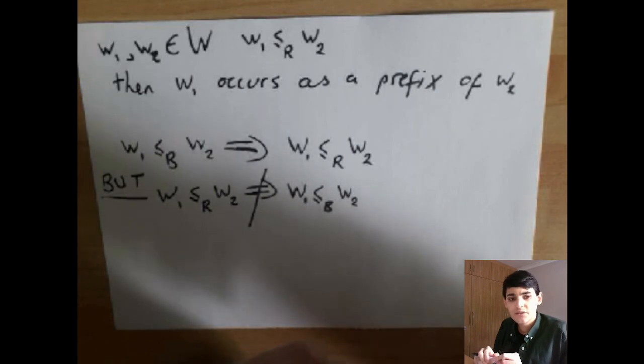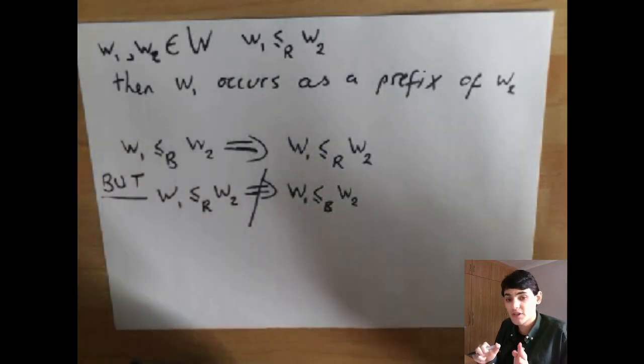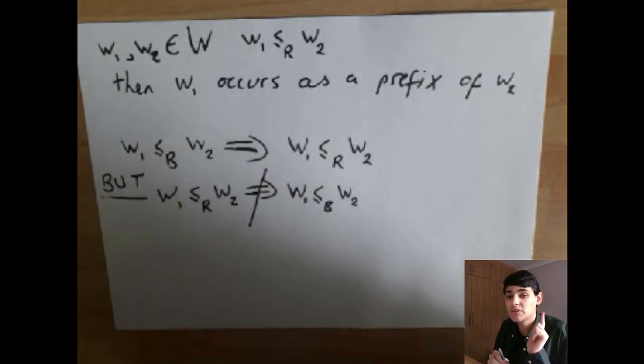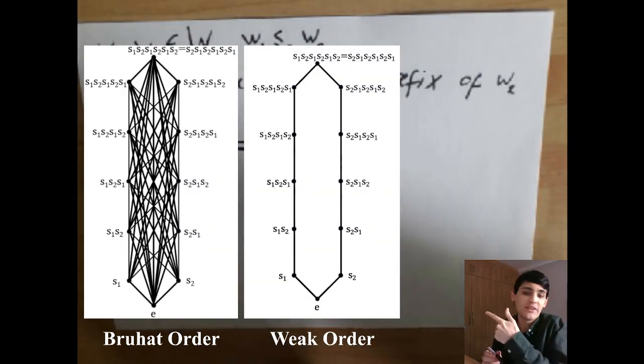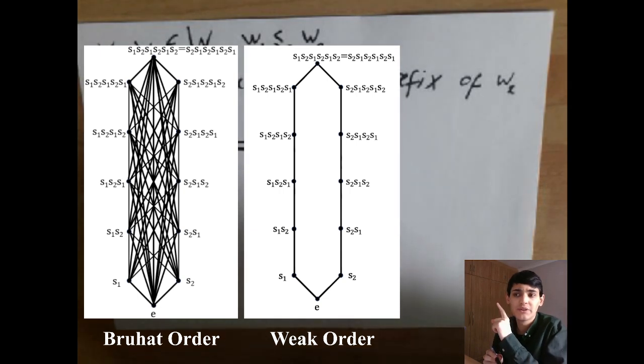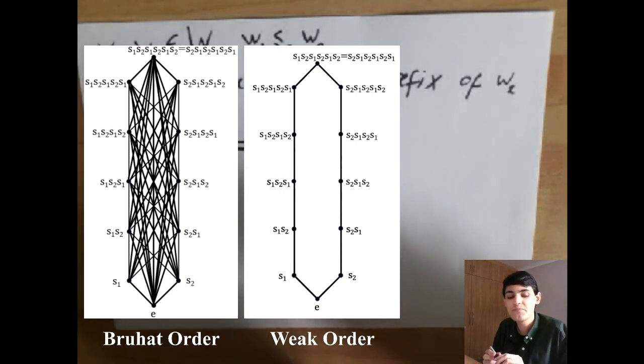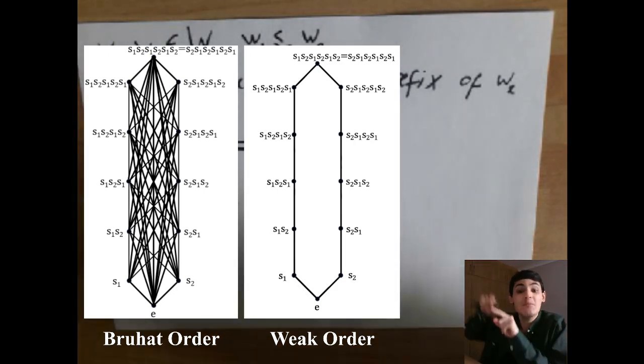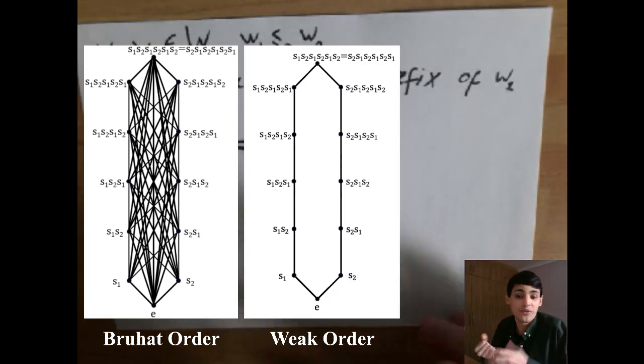What I think we'll do is use the graphs of the weak order, which I will put up now. I think I've also put up the graph that we drew for the Bruhat order, and you can see a very clear difference in structure, where the Bruhat order has all these connections between every element. The weak order simply doesn't.